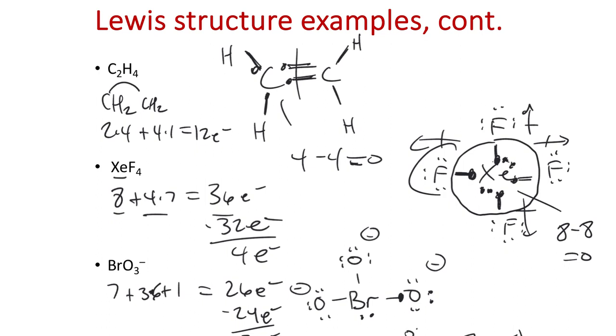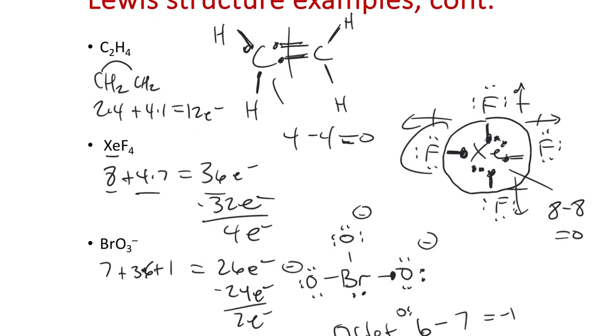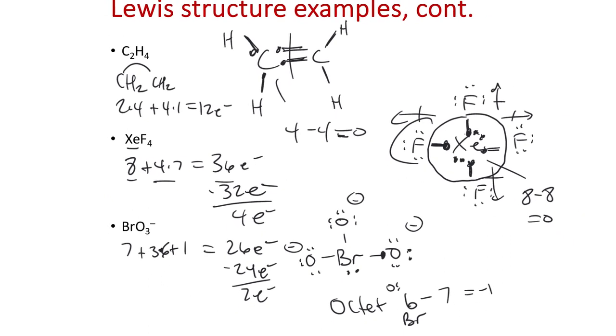Bromine's formal charge would be, it should have 7 electrons surrounding it, and it has 1, 2, 3, 4, and 5. So that bromine only has 5 electrons around it, so that's a plus 2. 7 minus 5 is plus 2. So minus, minus, minus, plus 2. Overall charge is minus 1. So the formal charges should sum up to the overall charge, and they do. So minus 1 times 3 plus 2 is minus 1.